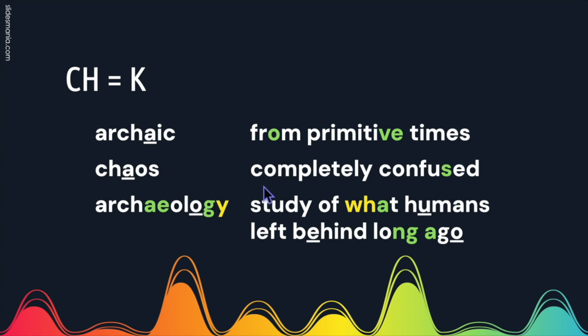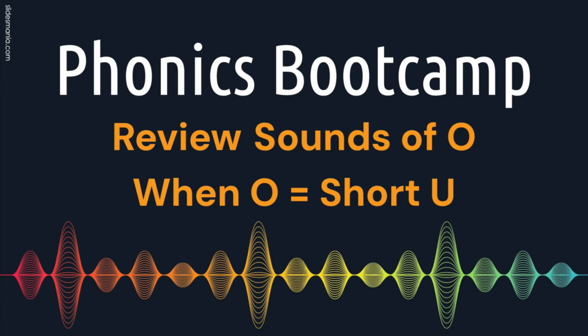Chaos. Chaos means something that is completely confused. Archaeology. AE says E in this word. And here we have a whole suffix, ology. Archaeology is the study of what humans left behind long ago. Note that WH says W. This A sounds like a short U, so we have what. And NG says ng. And this A takes on a muffled schwa sound.